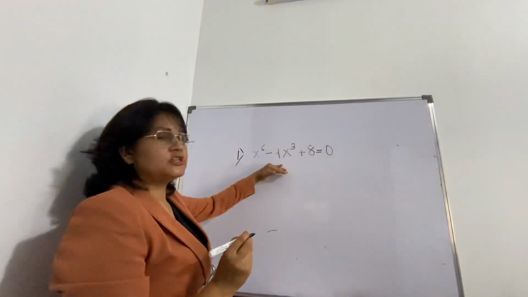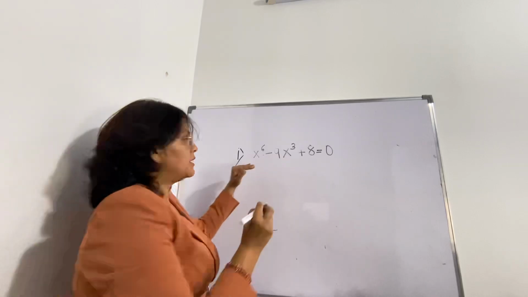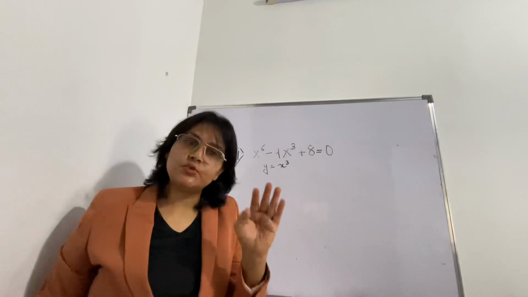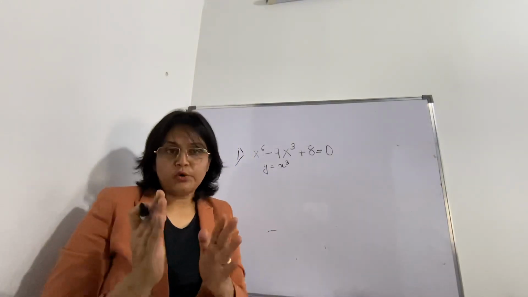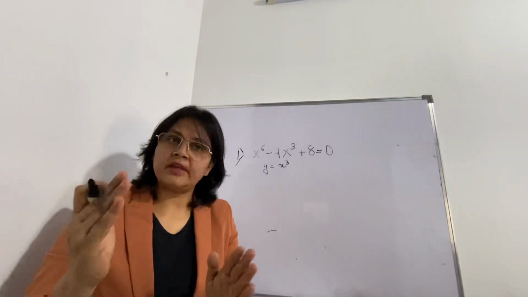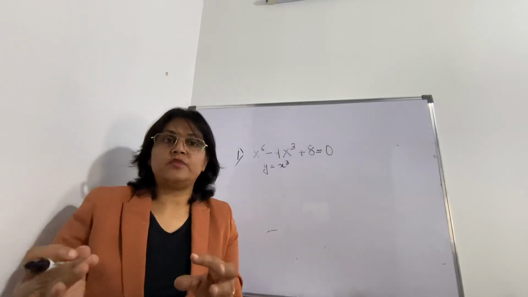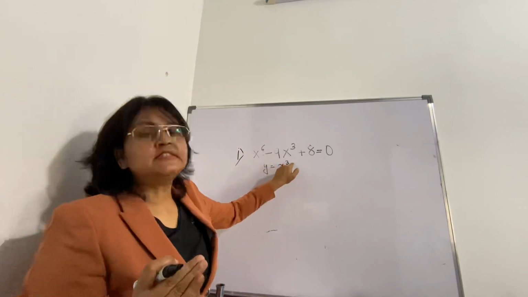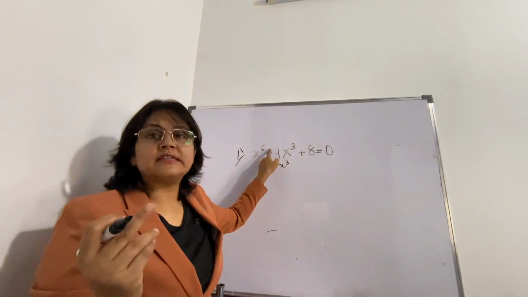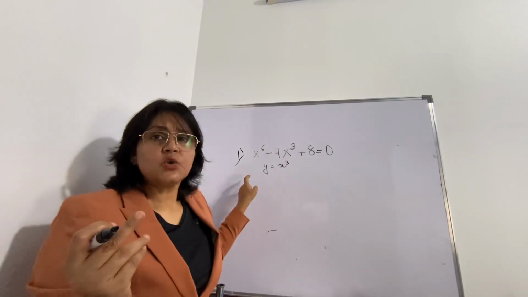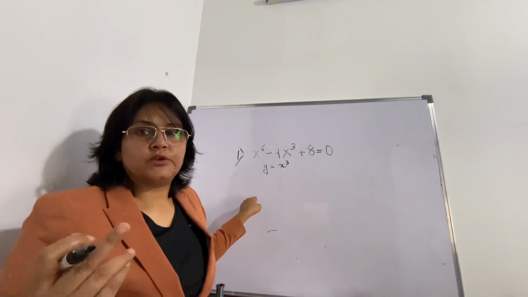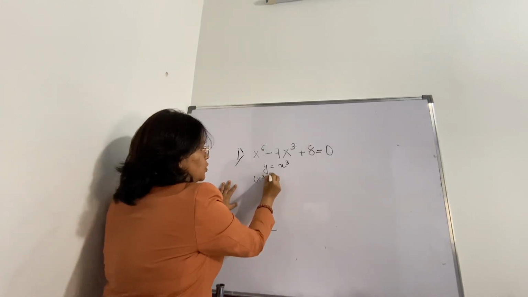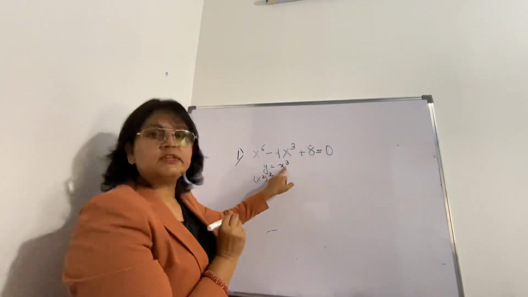When it comes to this equation, we have to assume y is equal to x cube. Why are we assuming y is equal to x cube? Because we want to make the quadratic equation in the form of y squared. As it is x cube, when we raise it to the power of 2, it will definitely become x to the power 6. So how are we going to solve this equation? I am going to show you stepwise. Now, x to the power 3 whole squared, we can write this.